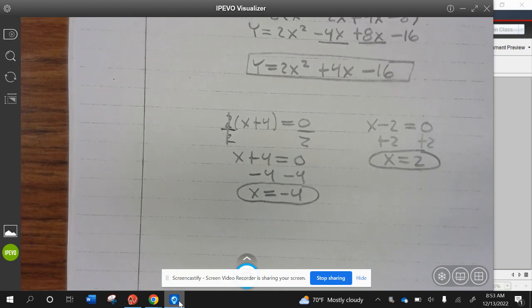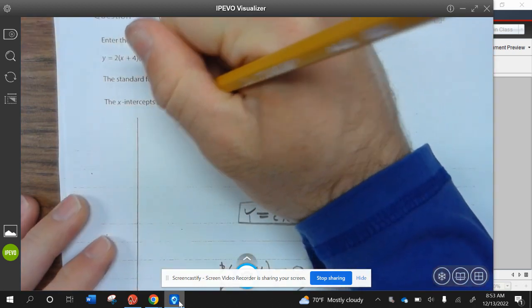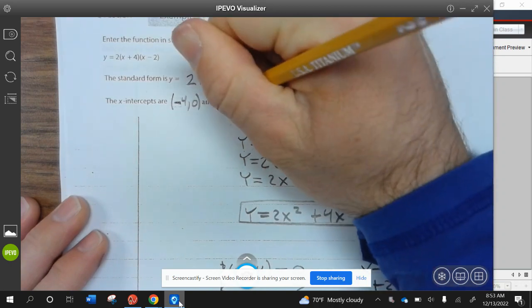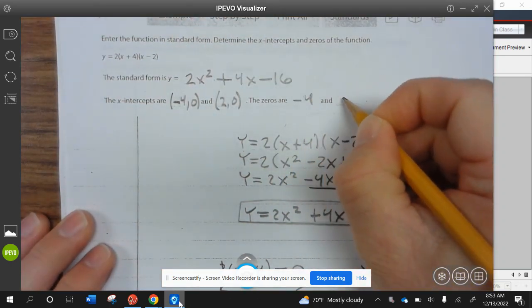All right, so our intercepts are (-4, 0) and (2, 0). So the zeros are -4 and 2.